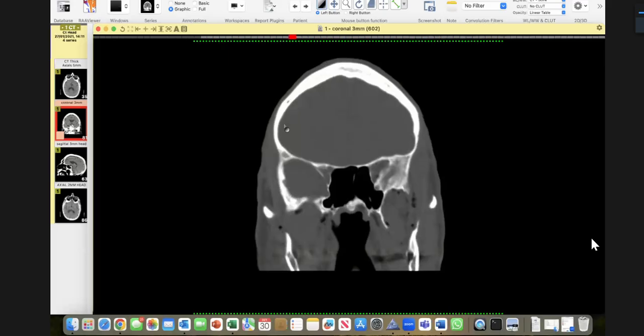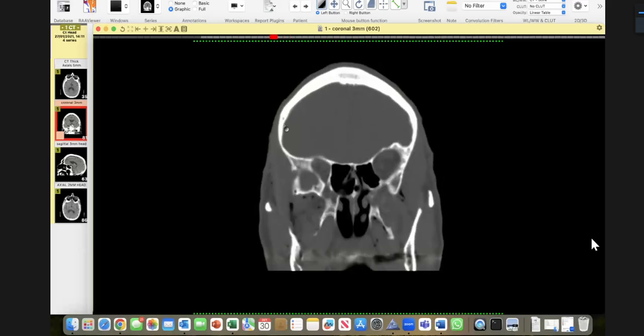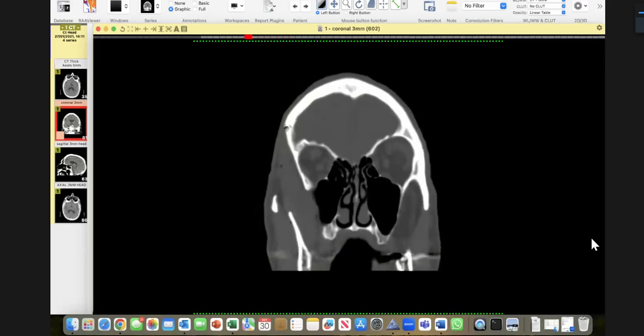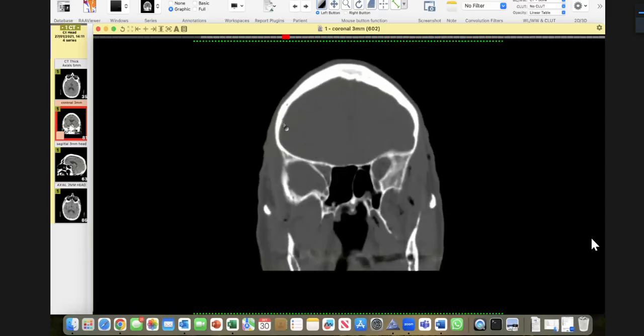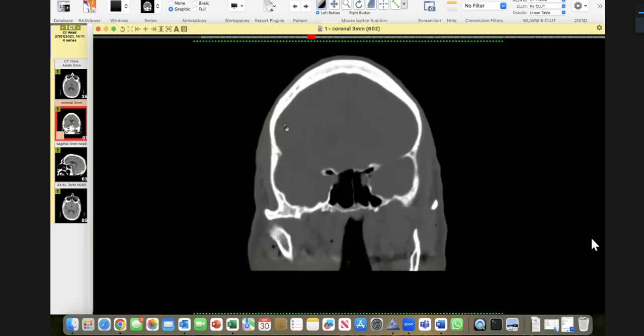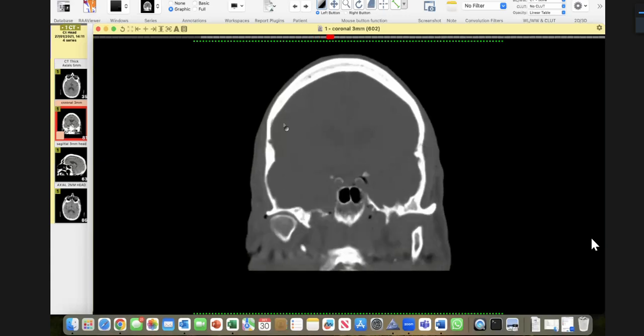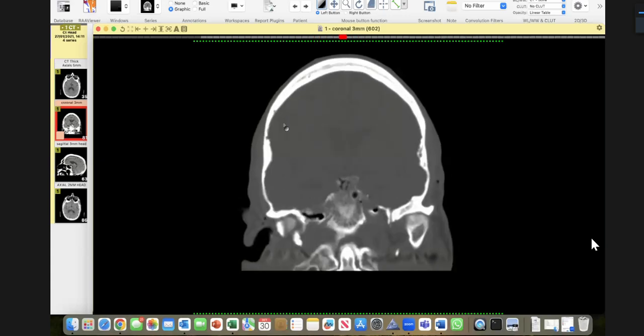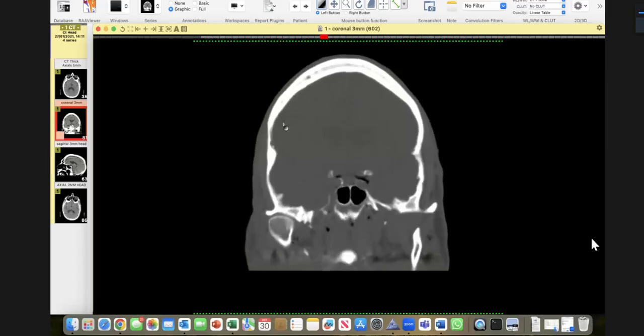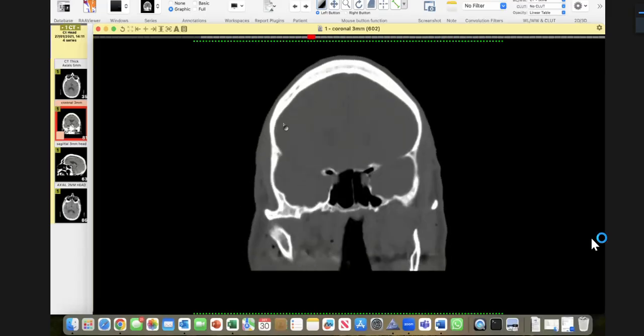So I can still see multiple air lucencies in the soft tissues of bilateral skull base area, in the temporal lobes along the pterygoid plates. So just conclude. And what do you want to advise?